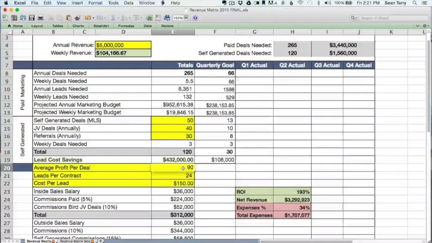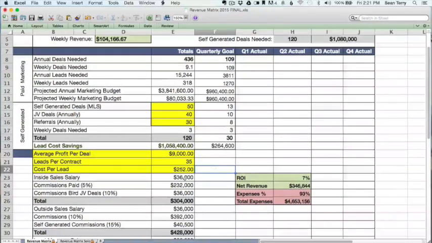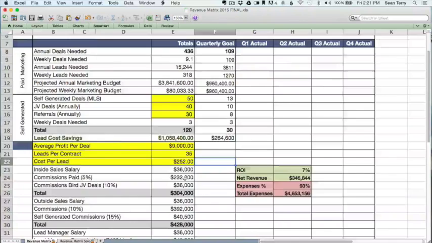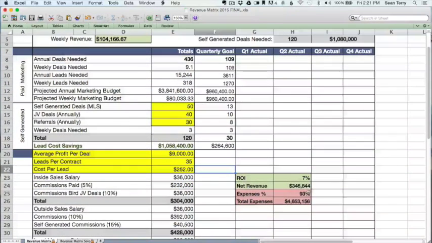If I go down to 9,000 like we did before, and I go up to 35, and I go 252. Look at this. We did $5 million in revenue. $5 million. But after I paid employees, after I paid marketing cost, right? Even with these numbers skewed like that, I'll only make $346,000. And in that case, I might as well just do deals myself, right?